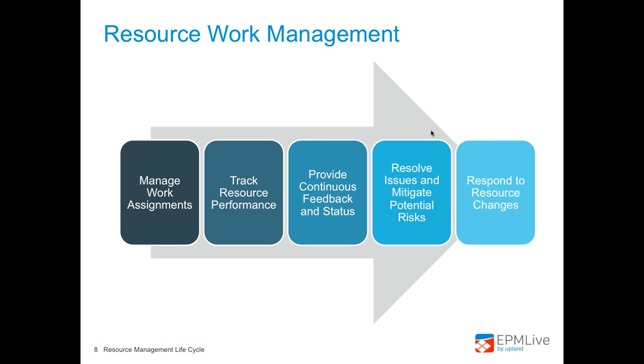Resource work management. This is an ongoing process in the resource management lifecycle that begins with allocation and ends at the completion of the final project or work deliverable. This stage in the lifecycle is typically managed by the project manager. Again, it might vary based on how you're structured or per your organization. This process includes managing all assignments, tracking team member performance, providing project feedback and status, resolving issues and risk, and coordinating changes to enhance project performance.